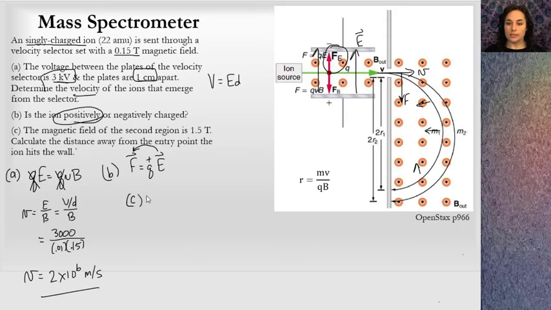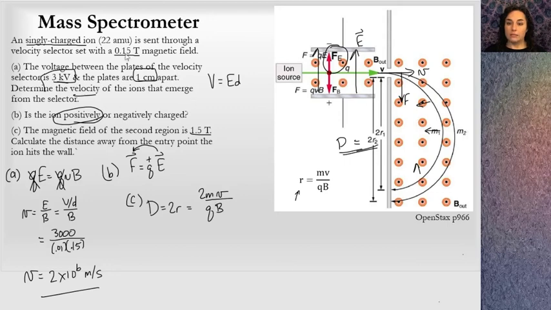C asks, the magnitude of the magnetic field in the second region is 1.5 Tesla. Calculate the distance away from the entry point the ion hits the wall. So we want to find this distance D, and I had mentioned that before on the previous slide. The distance D is 2 times the radius. There's the equation for radius here, and so I'm going to say D equals 2 times the radius, which is 2mv over qB.